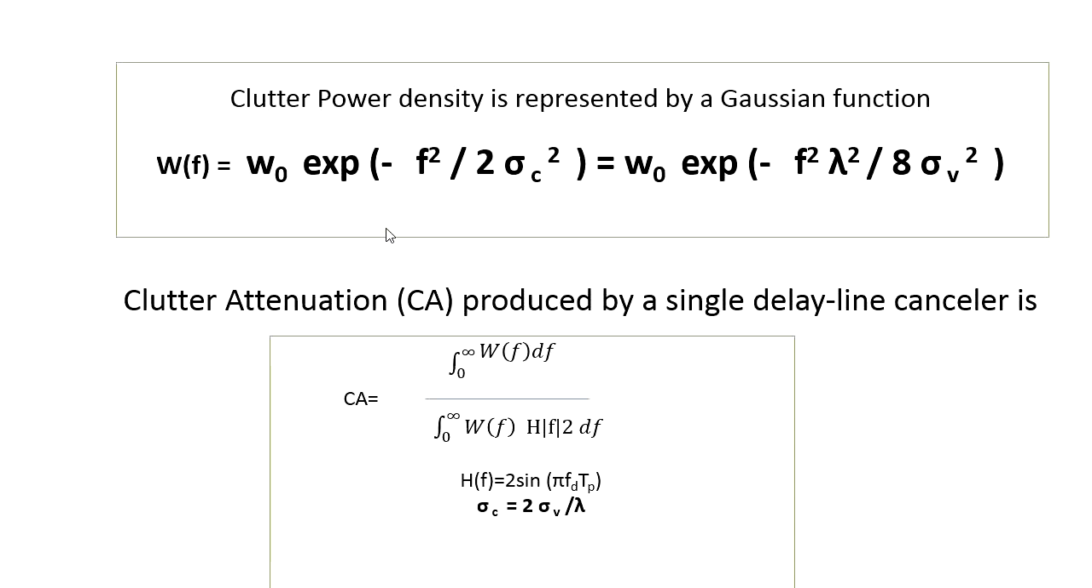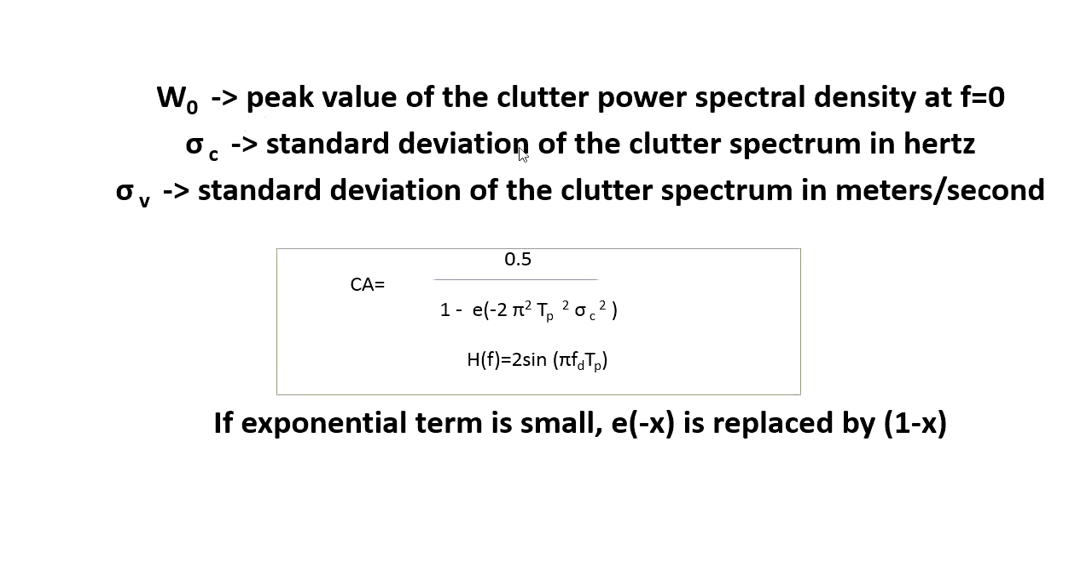Next, how do we represent the clutter spectrum? The clutter spectrum can be represented as a Gaussian function, given as W(f) = W0 exp(-f²/2σc²), or W0 exp(-f²λ²/8σv²). W0 is the peak value of the clutter power spectral density at f = 0, and σc is the standard deviation of the clutter spectrum in hertz. σv is the standard deviation of the clutter spectrum in meters per second.